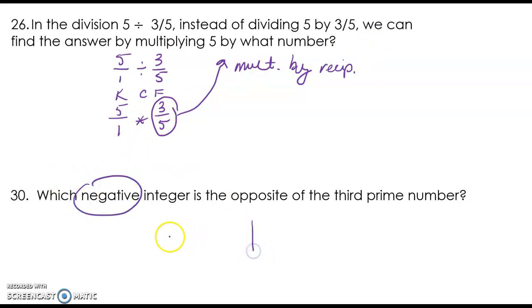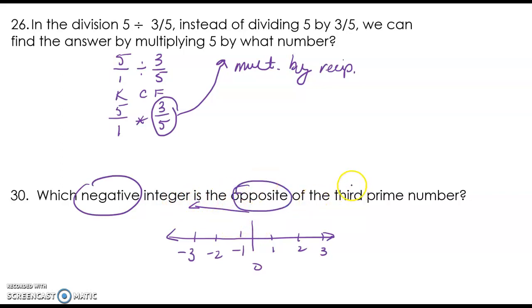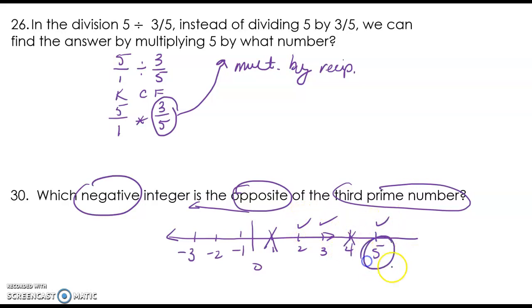And then last question, which negative integer is the opposite of the third prime number? So if I'm looking at a number line, we have 1, 2, 3, this is 0, -1, -2, -3. So we're looking at this side, right? So the third prime number, so 1 is nothing, 2 is prime, 3 is prime, 4 is not prime, 5 is prime. So the opposite of the third prime number is going to be -5.